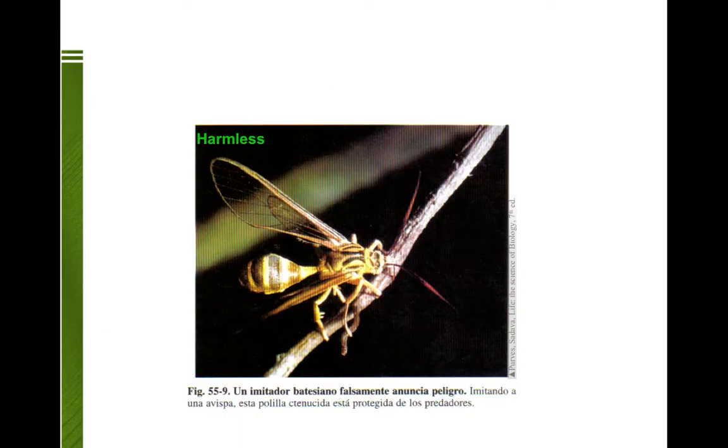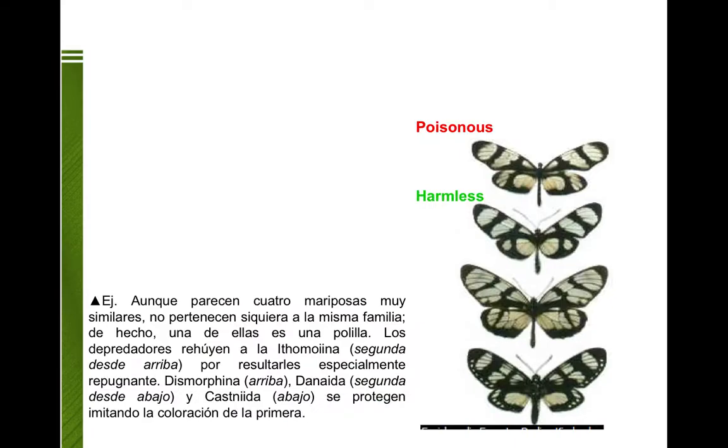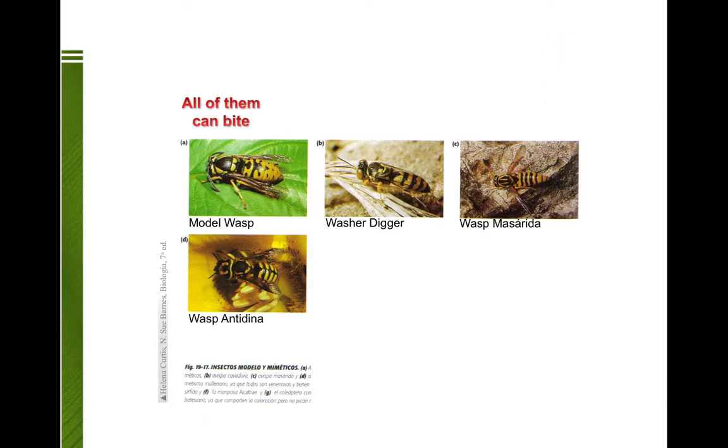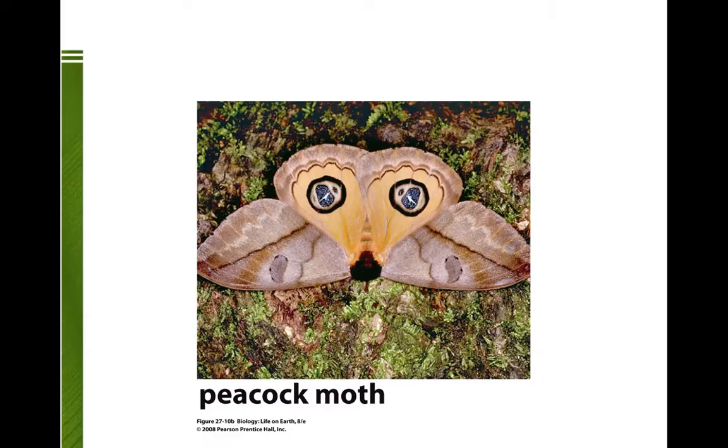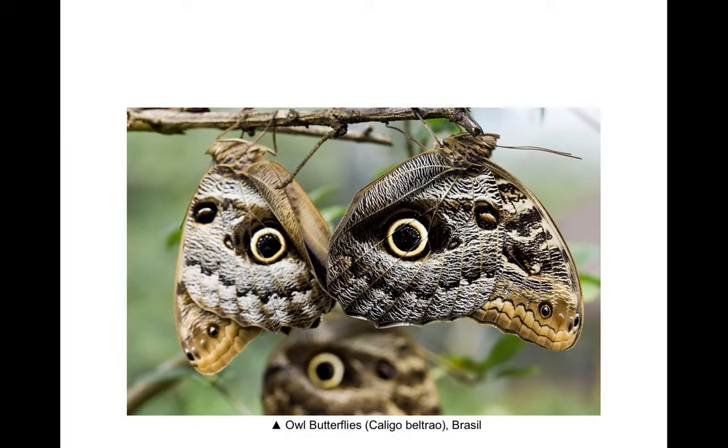This is a harmless moth who looks like a wasp, and it is an example of Batesian mimicry. Or these three harmless butterflies who look like the poisonous butterfly are another example of Batesian mimicry. And this is an example of Mullerian mimicry because all of these wasps can bite predators, but they still resemble each other. And finally, some examples of startle coloration, like this peacock moth or this owl butterfly, who resembles an owl's head while they are mating.